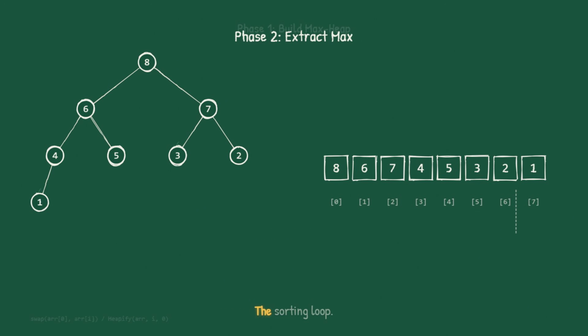Phase 2. The sorting loop. Each round, take the max, lock it at the end, and restore the heap. The max is 8. The last unsorted element is 1. Swap them. 8 is now in its final position, locked, done forever. But now the root is 1, way too small. Heapify. 1 sinks, past 7, past 3, all the way down. The heap is restored. 7 is the new champion.